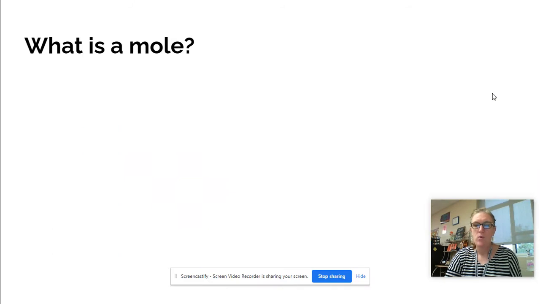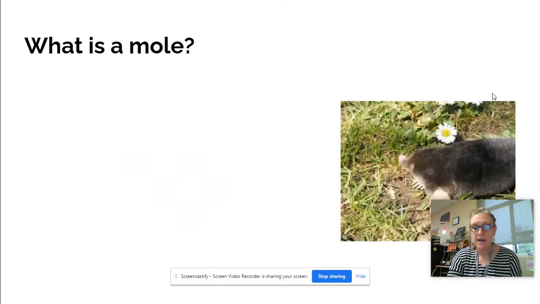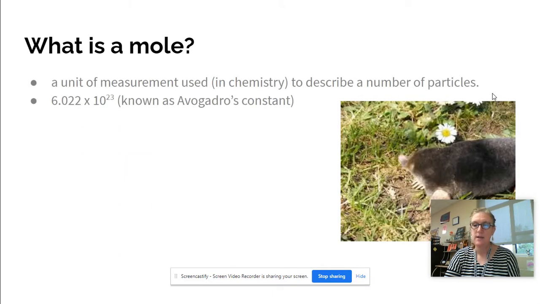This morning, we wrote down in our science notebooks, and you could take notes on this in a notebook if you have it. A mole is just a unit of measurement used in chemistry to describe a number of particles. Just like if you have a dozen of something, you know that you have 12. Well, in science, if you say you have a mole of something, you know you have exactly 6.022 times 10 to the 23rd. This is known as Avogadro's constant. It was named for a famous scientist named Amadeo Avogadro.